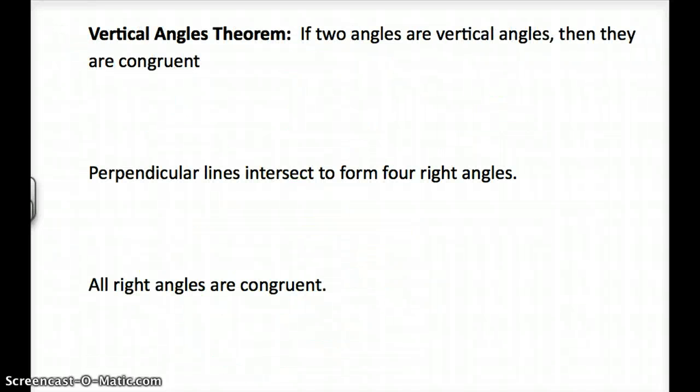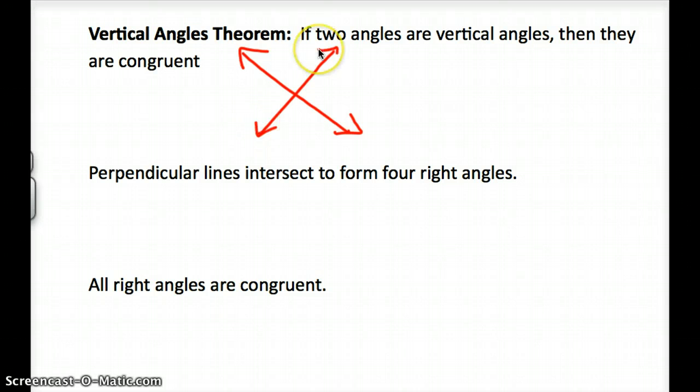Vertical angles theorem. If you have two angles that are vertical angles, then they are congruent. We learned earlier, people, when we have vertical angles, we have two intersecting lines, and they are the non-adjacent angles. So here's angle 1, and here's angle 2. In chapter 1, we learned that they're equal. Well, if they're equal, then they are congruent as well.